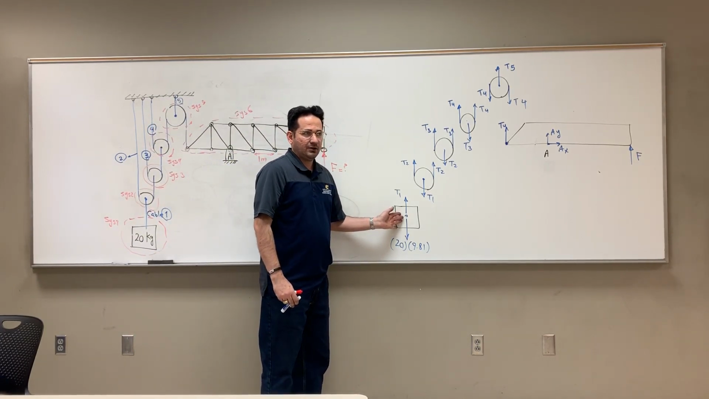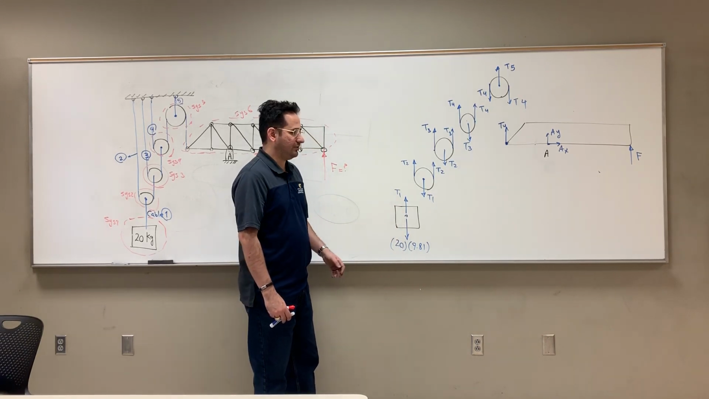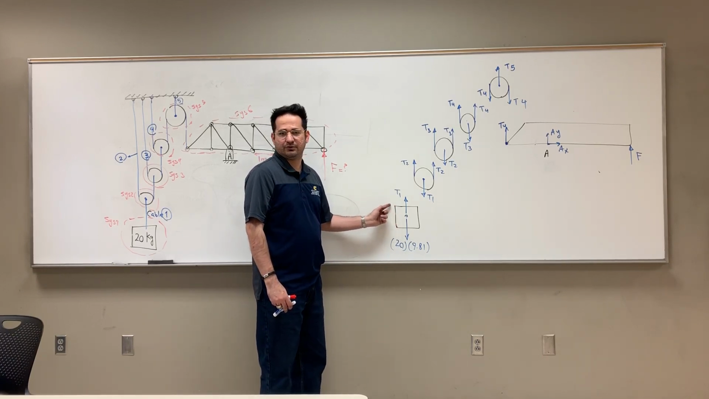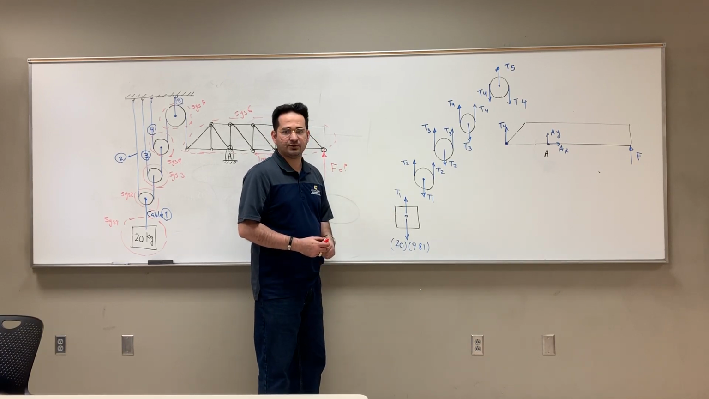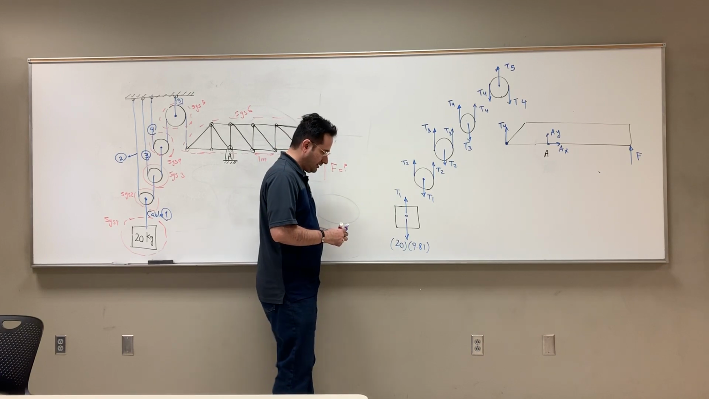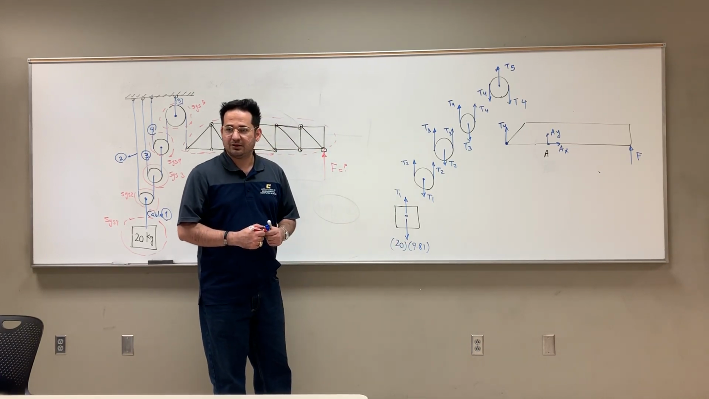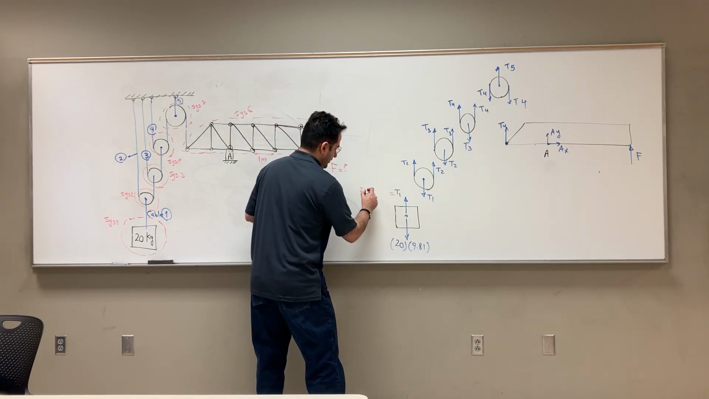Here, summation of force in X is 0. What kind of equation is that? It's a null equation, 0 is equal to 0. I don't even bother. Summation of force in Y, what do I get? In the Y direction, it's T1. T1 is equal to this guy, 20 times 9.8. So here we can write 20 times 9.8.